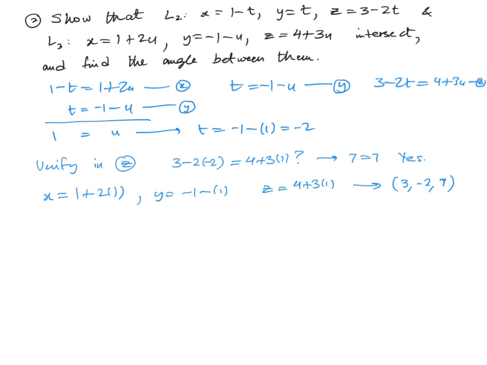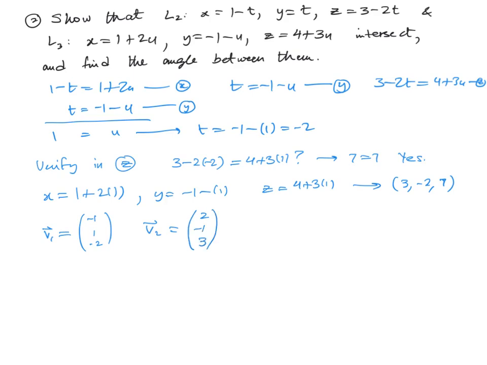Now we're asked to find the angle between the lines. Well, if I just do the angle between the two direction vectors, I'm all set. So the direction vectors: v1 is, again, just the coefficients. It's x equals, y equals, z equals. So negative 1, 1, negative 2. And v2 is, well, that's 2, negative 1, 3.